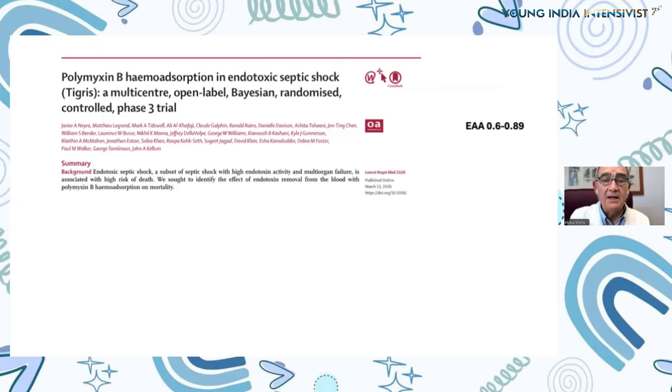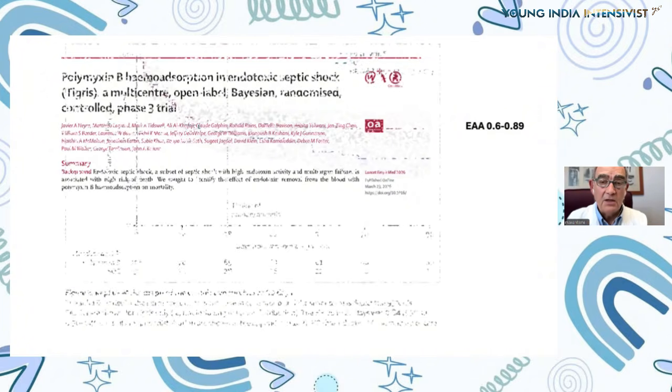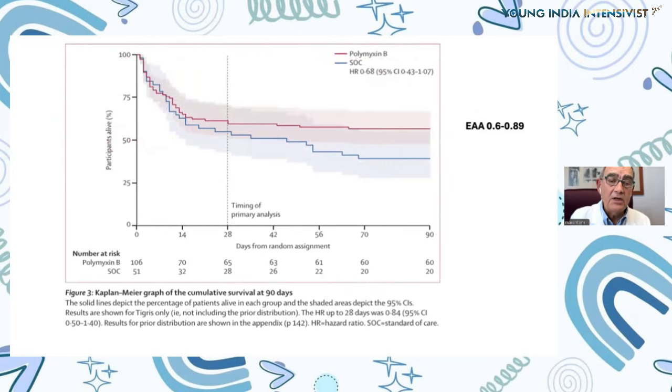But, and this can certainly be a collateral adjunctive therapy for improving outcomes, the negative recommendation in the Surviving Sepsis guideline couldn't take into account a study published at exactly the same moment, the Tigris study. In patients with septic shock and an endotoxin activity window between 0.6 and 0.89, by using absorption of the endotoxin through polymyxin B, the final result was an improvement in the mortality rate for those patients receiving this kind of therapy.